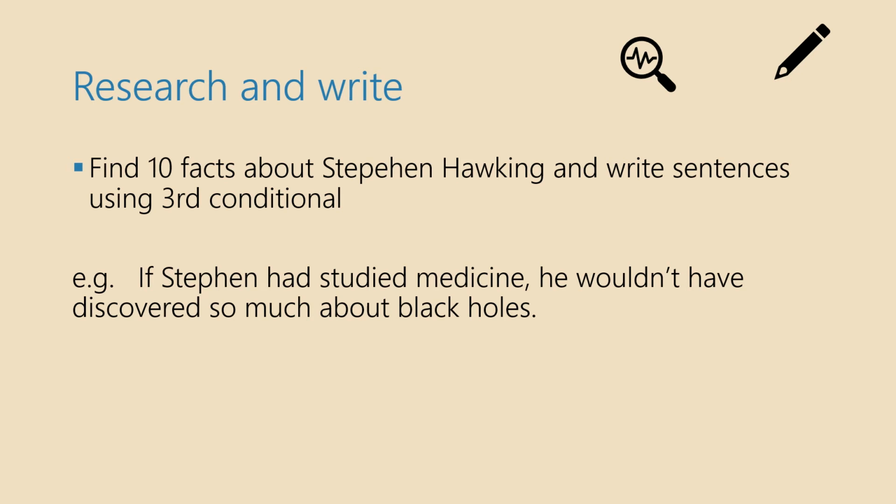In the next activity, you will take a break from the video lesson. You will do a quick research and write. Please browse the web, find 10 facts about Stephen Hawking and his life, and write sentences using third conditional. For example, if Stephen had studied medicine, he wouldn't have discovered so much about black holes. Pause the lesson now, search the web, and write your 10 sentences. Don't forget to send your sentences to your teacher.